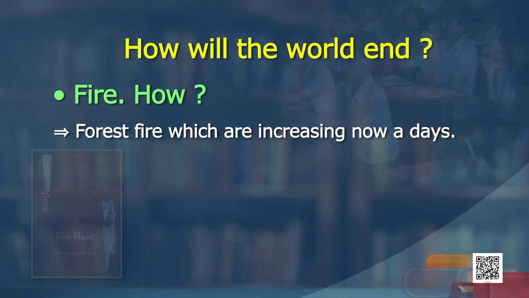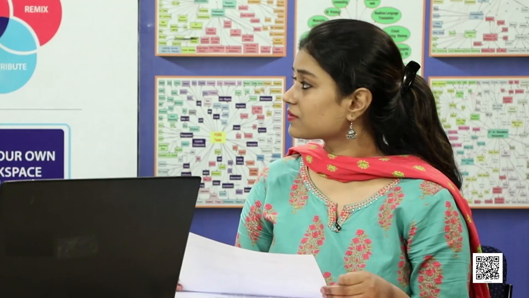Forest fires, which are also increasing nowadays. Fine. I know that the entire Australia had lots of forest fires. The Amazon, and even Uttarakhand is now suffering. Okay. Then sometimes our farmers burn their crop stubble, after it is harvested and thrashed. So, the world is also facing danger from fire.